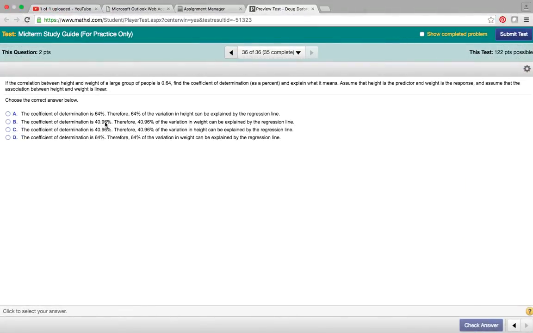So it's 40.96%. Therefore, the variation, notice it gives you everything the same except for weight and height. So we explain the variation in the y variable. Height is the predictor and weight is the response. So in the way they've set this up, weight is the y value. So this coefficient of determination explains the variation in the y variable. So guys, the correct answer is going to be B.